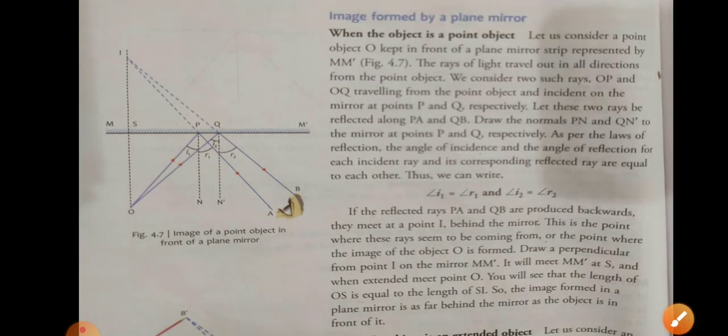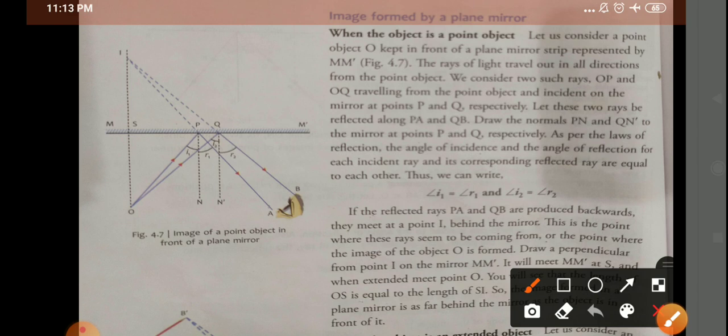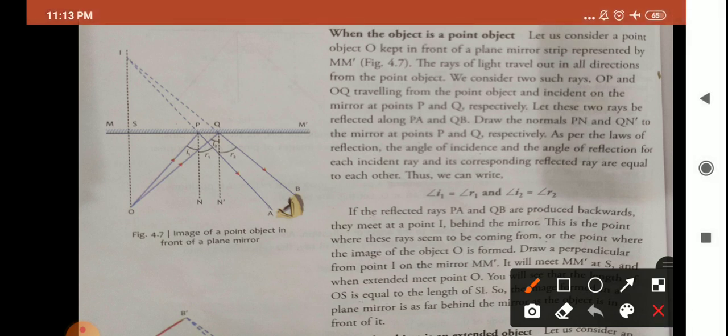Now we are going to study our next topic, that is the image formed by a plane mirror. Now this is something about ray diagrams. Here you will see how the image is formed by a plane mirror. Under that topic, first of all, the topic which you will cover is when the object is a point object.